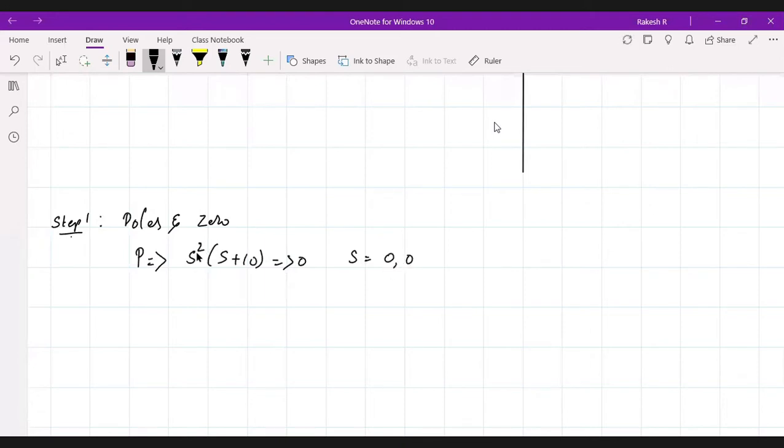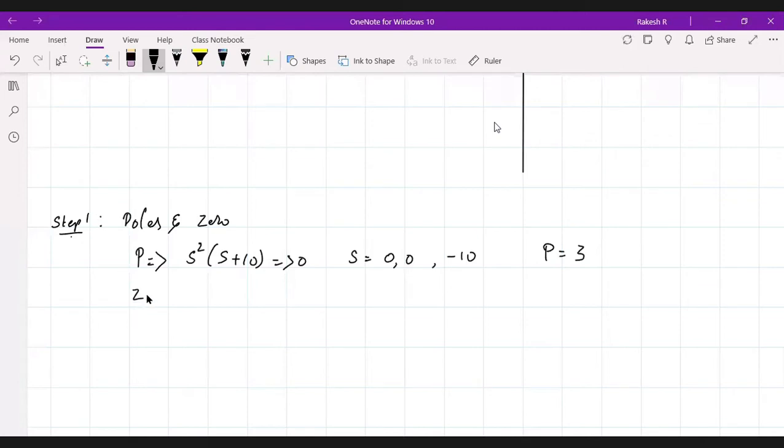Why? Because we have s², so there will be two roots at the origin, that is 0, 0. And the next one is s = -10. These are the three roots of the poles, so P = 3 here.